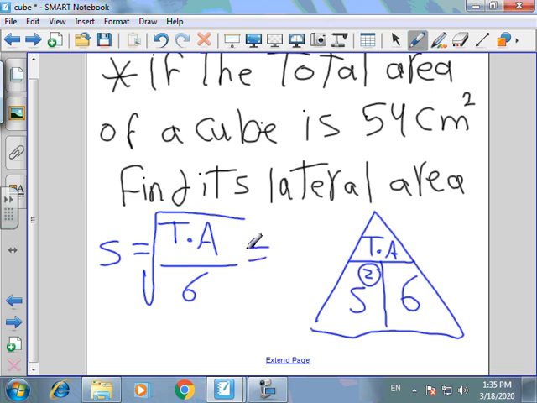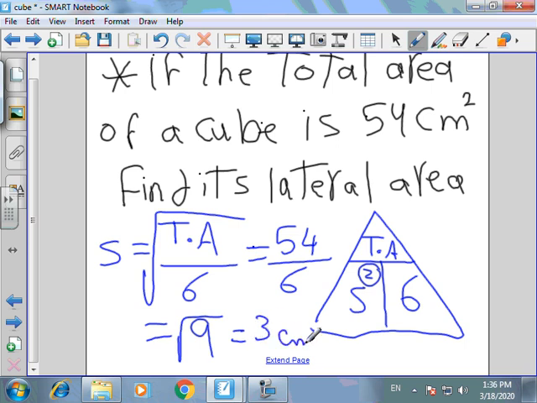So let's substitute. What is the total area? It is 54. 54 divided by 6 equals, excellent, 9. Is this the length of the side? No. We have to put it under the square root. So the square root of 9 equals 3 centimeters. Okay, now we have the side.